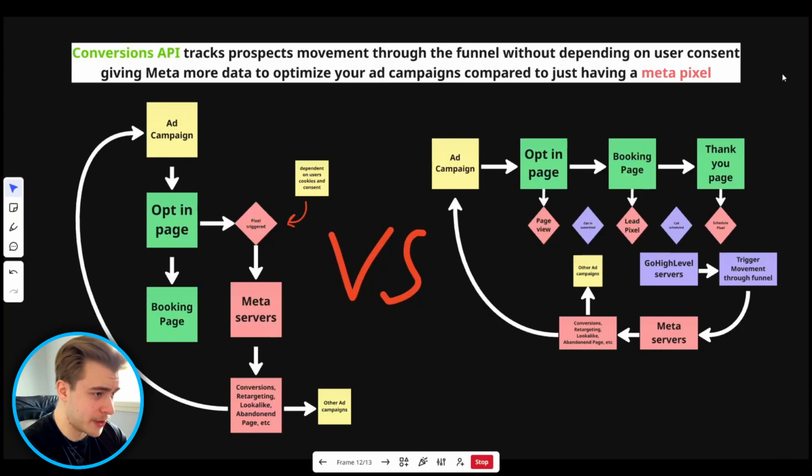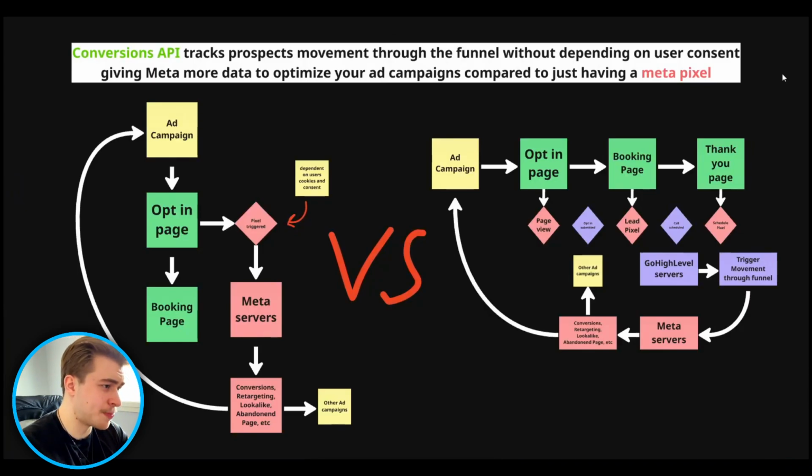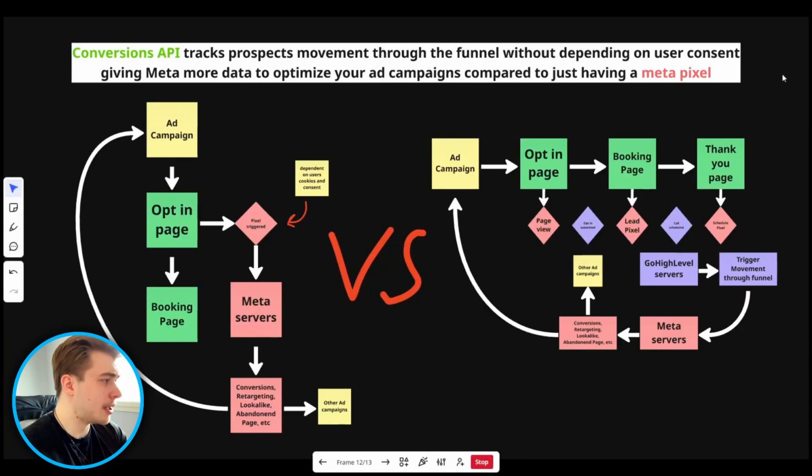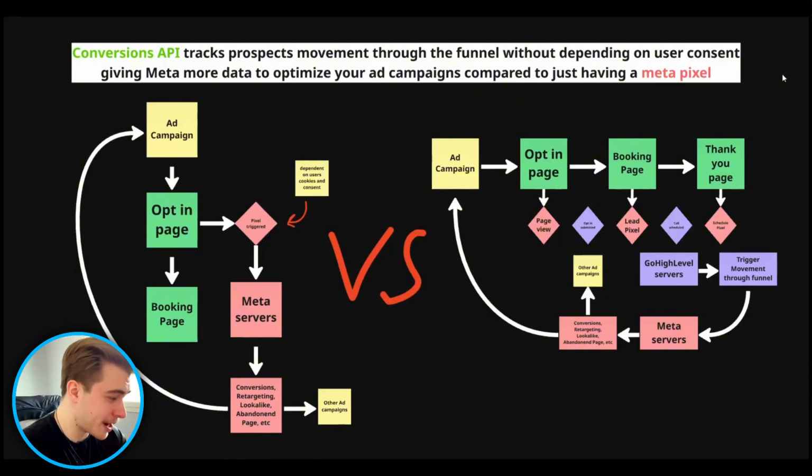So I'm just gonna recap this video here. So Conversions API tracks prospects movement through the funnel without depending on the user's consent, giving Meta more data to optimize your ad campaigns. Competitors have a Metapixel.